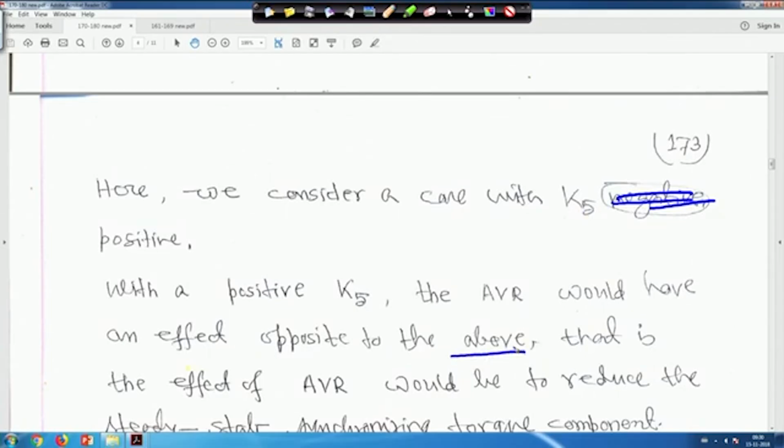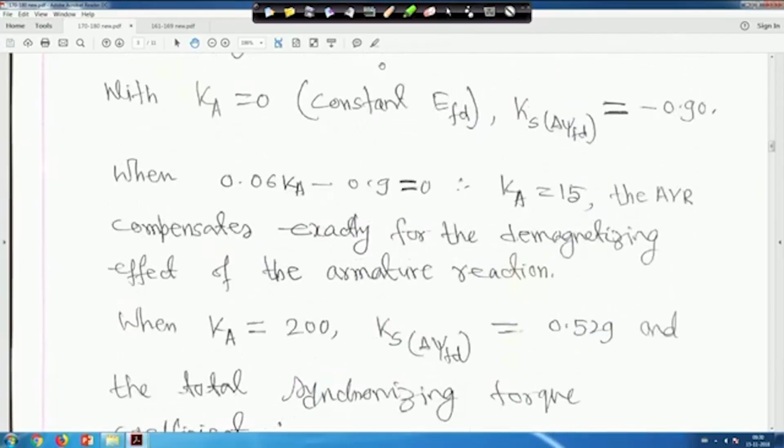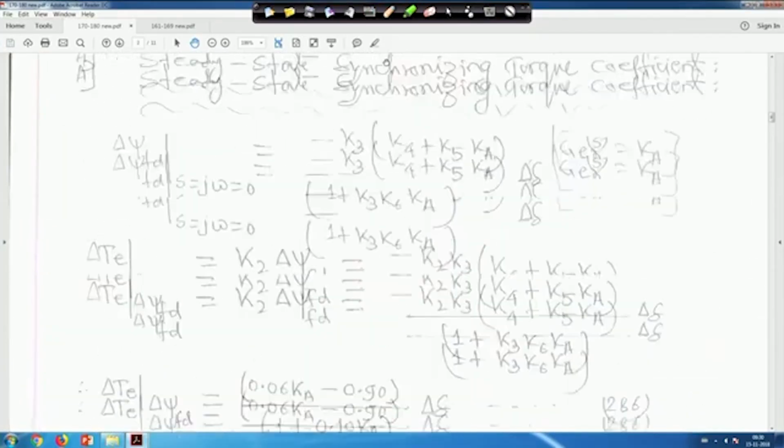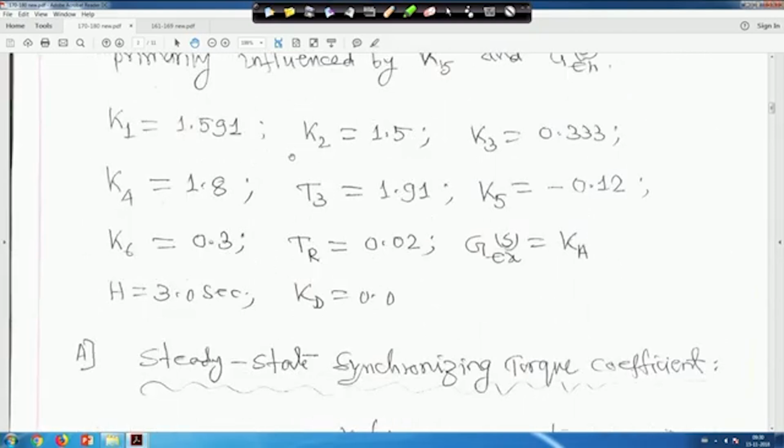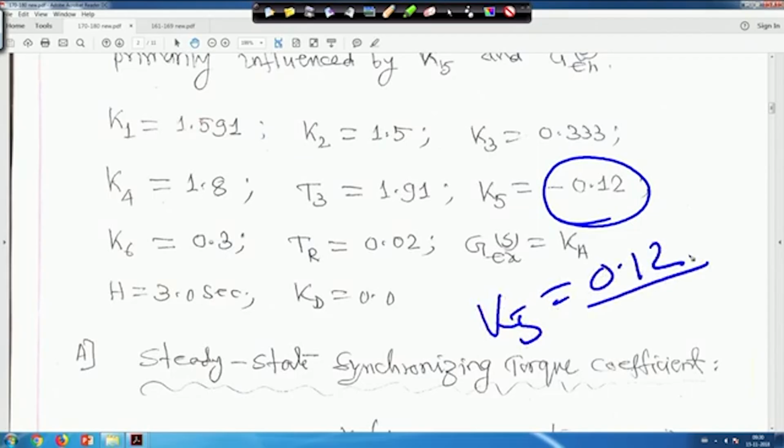This is an exercise for you. Whatever value is given for K5 here, I think minus 0.12, that K5 we have taken as minus 0.12, and this is the effect we have seen. I will request you to try K5 equal to positive 0.12 and just see whether the effect is opposite or not. You do this calculation as an exercise.